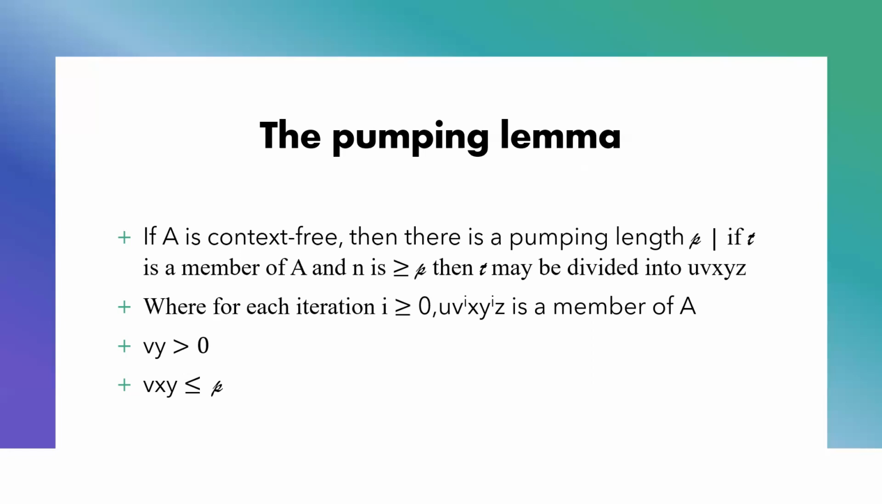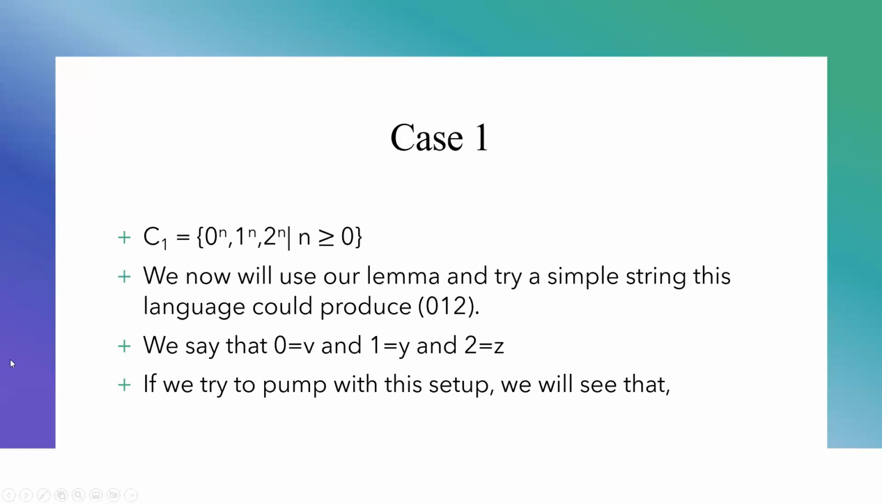So we're going to map one to one zeros, ones, and twos with V, Y, and Z, and I'll show you here in a second. But the length of VY has to be greater than 0, and the length of VXY has to be less than or equal to P. Case 1: we have 0 to the N, 1 to the N, 2 to the N, such that N is greater than or equal to 0.